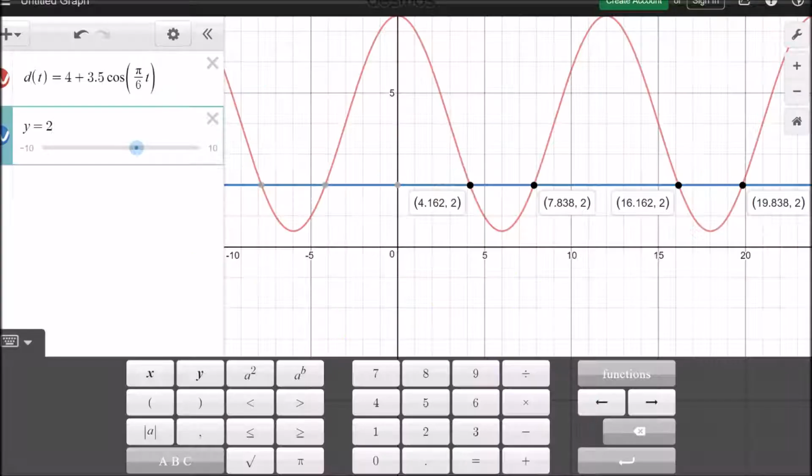So if we take a look at our Desmos graph, we can see from 12 a.m. to 4 a.m. she's okay. From 7:50 a.m. to 4:10 p.m. she's okay. And any time after 7:50 p.m. right here will work as well.